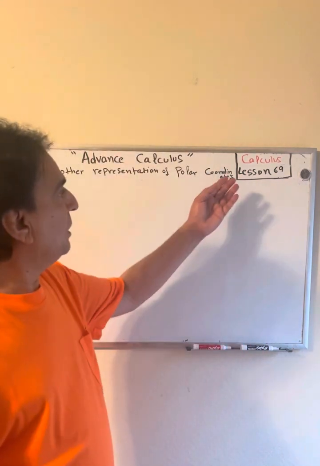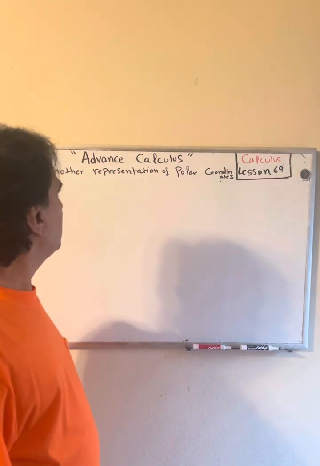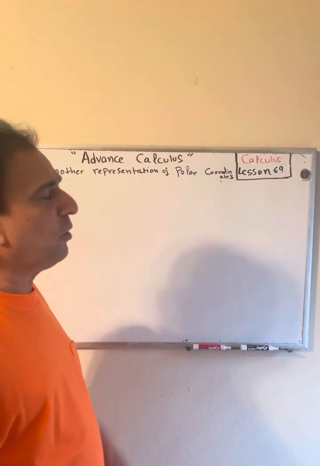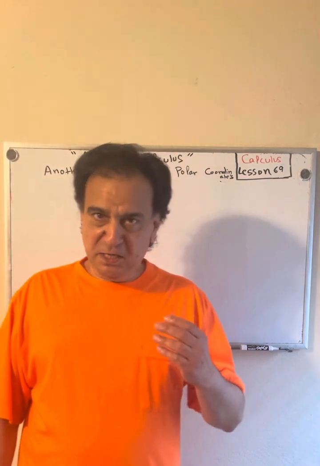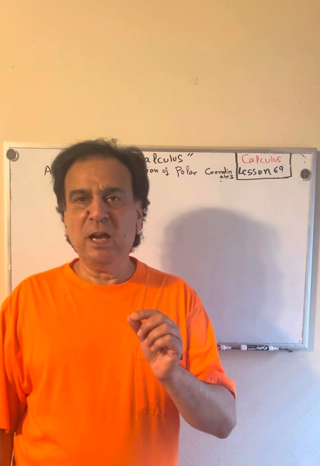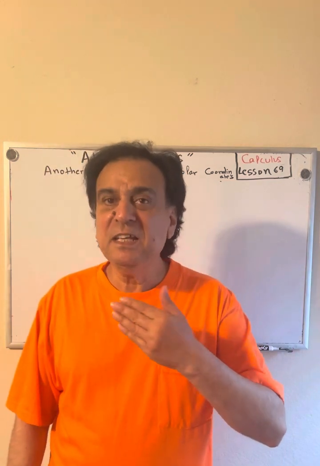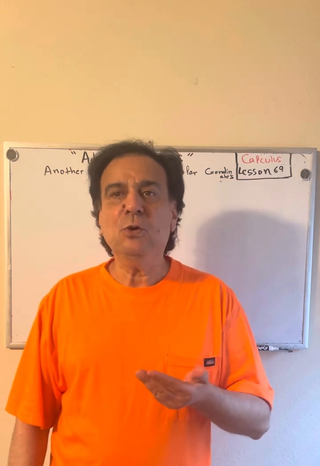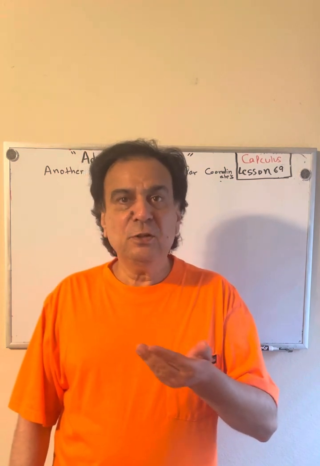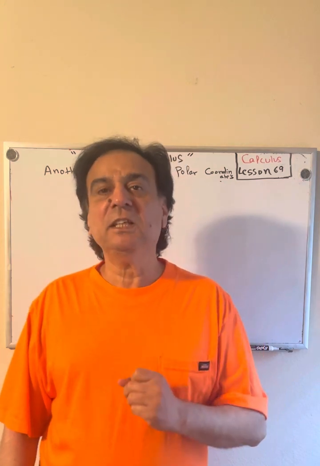This is lesson number 69 under advanced calculus, and we're going to see another representation of polar coordinates. In the case of Cartesian, let's say you have a point x and y. You cannot represent that point any other way. Say, x is 1, y is 2. That is it. You cannot represent that particular point in any other way, but that is not the case when it comes to polar coordinates.